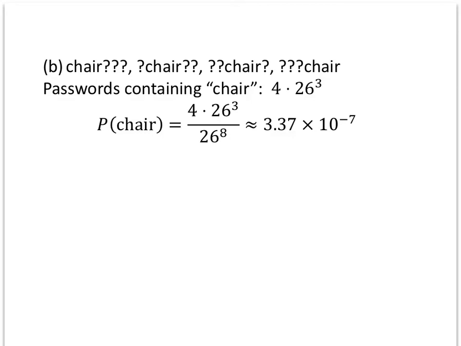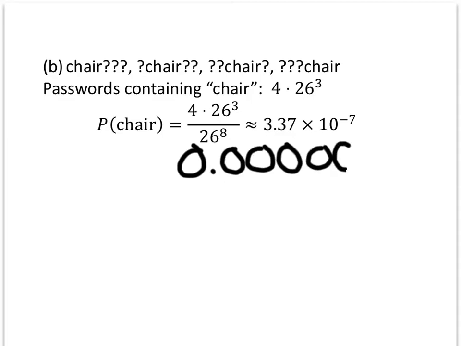3.37 times 10 to the negative 7th, which, if you really want to write it, is 0.00000, oh my goodness, one more 0, 337. Okay, as a percentage, that's 0.0000337% chance. Not very likely at all.